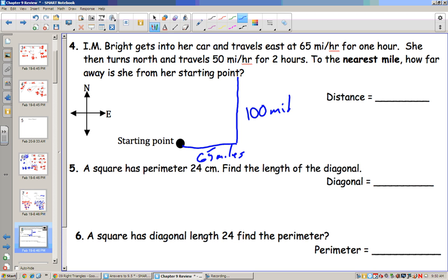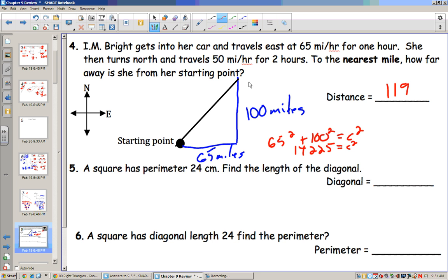How far is she from where her starting point is? That's going to be this distance. So this is your basic Pythagorean theorem problem. Not to demean a basic problem, but using just normal numbers, 65 squared plus 100 squared equals 14,225. So now we just square root that answer, and 119.27-ish. It says to the nearest mile, so 119 miles is good enough.